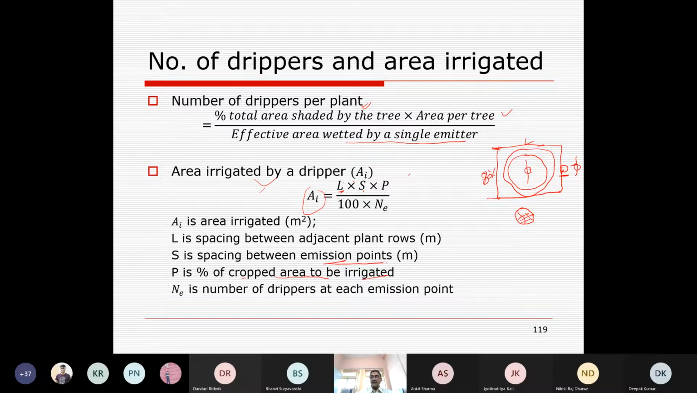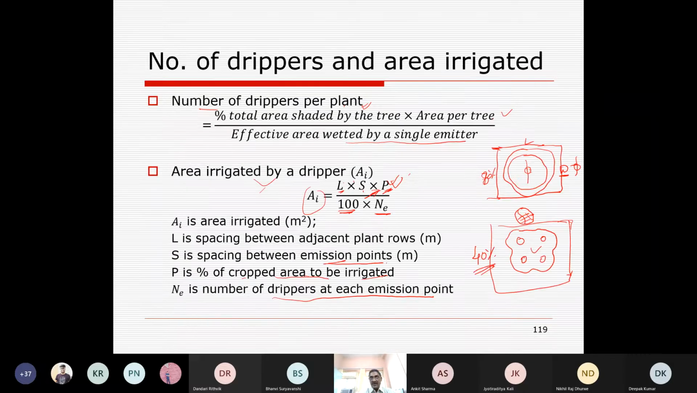If you recall what I showed you in the beginning, if it is arranged in a zigzag path, the total area is something like this, but it is irrigating only this much area. So what is the fraction of this total area? This is basically the percentage. Suppose it is 40% of the area that needs to be irrigated, and this percentage is divided by 100 to make it a fraction. And Ne is the number of drippers per plant that is required, the number of drippers at each emission point, or how many drippers we are putting per plant.